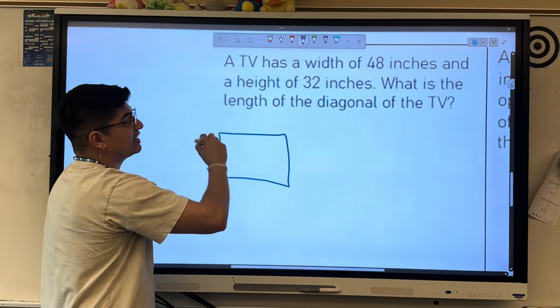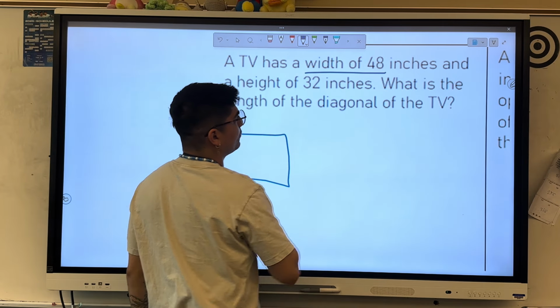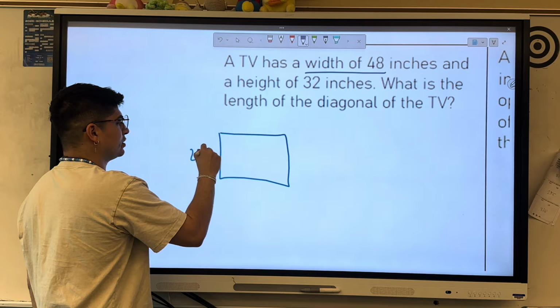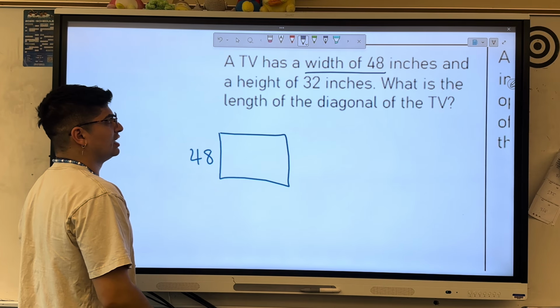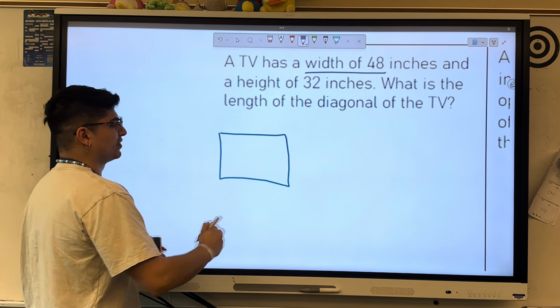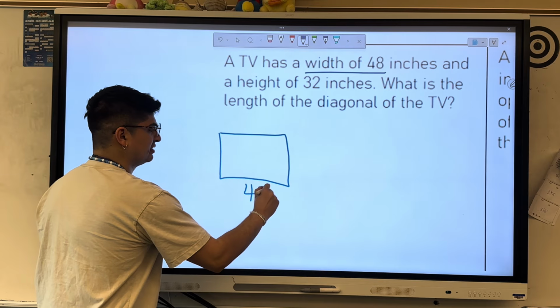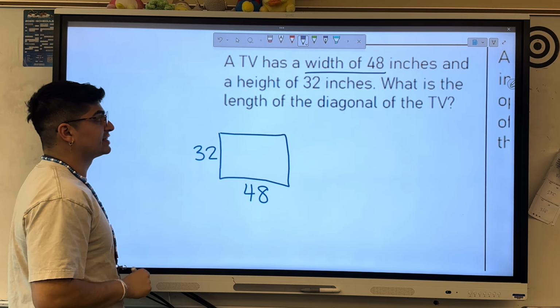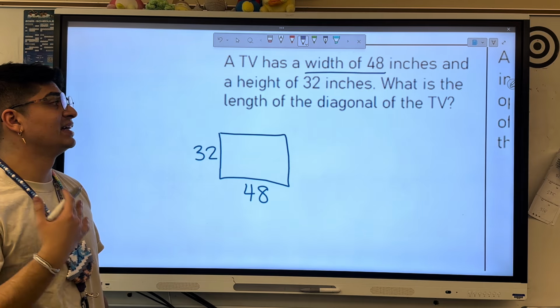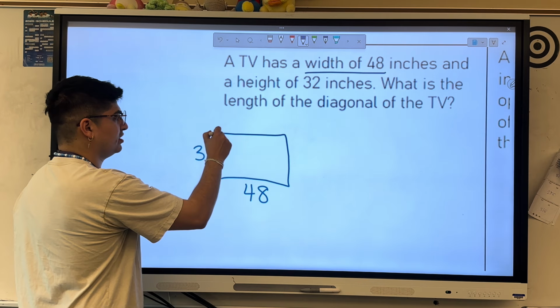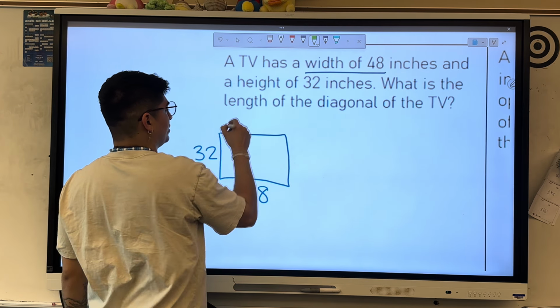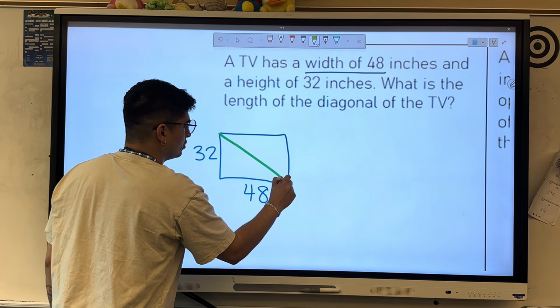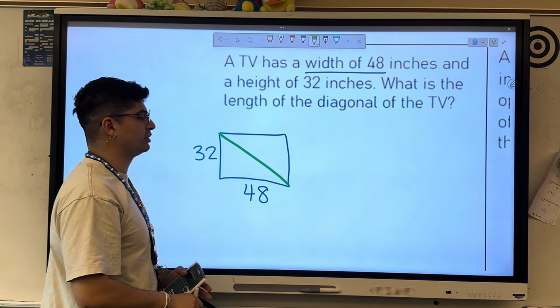A TV has a width of 48 inches, so I know that it is a width of 48. Sorry, width I think means like this. And it has a height of 32. And it's asking, what is the length of the diagonal of this TV? So it's wanting to know specifically, what's the diagonal of this TV?